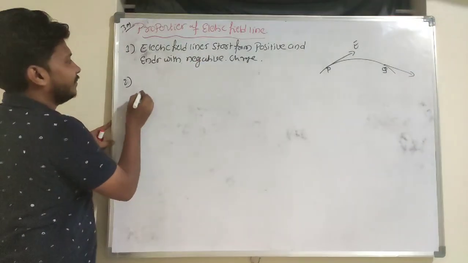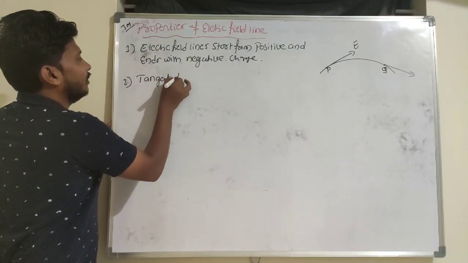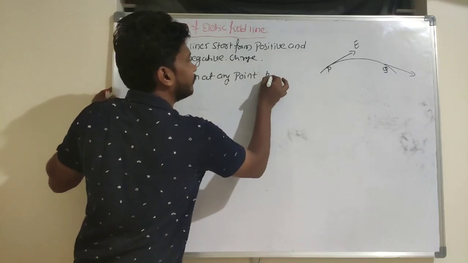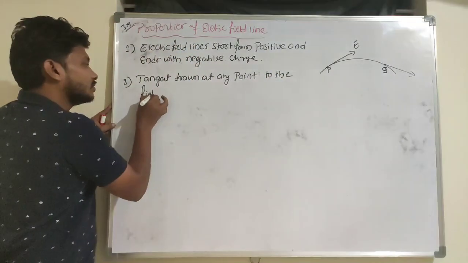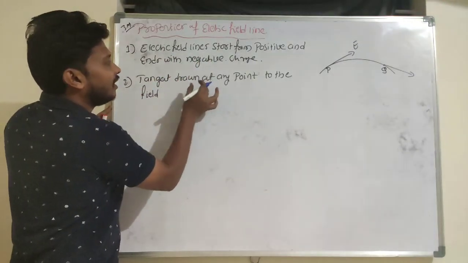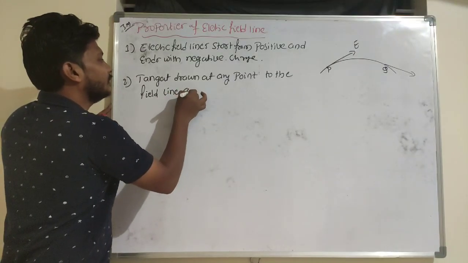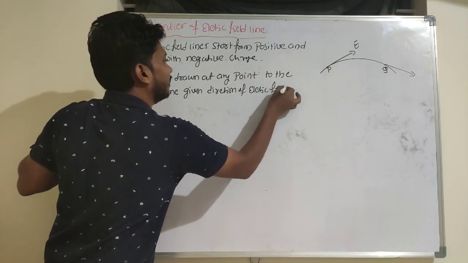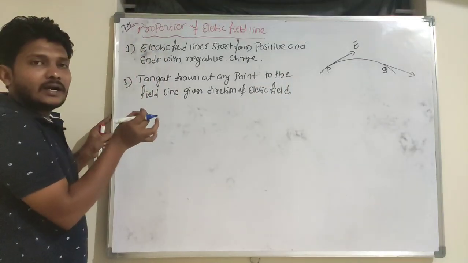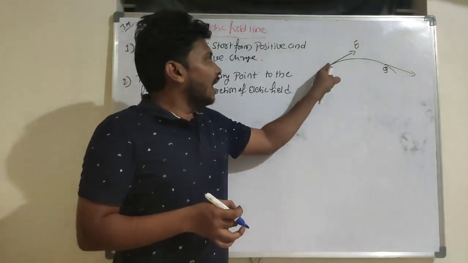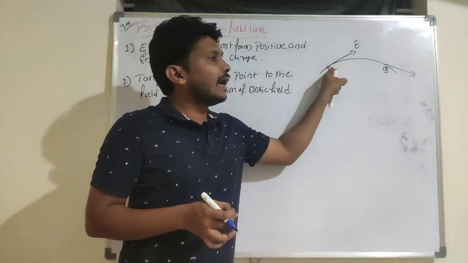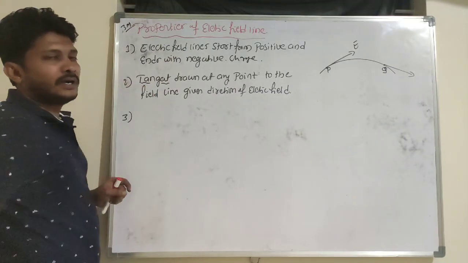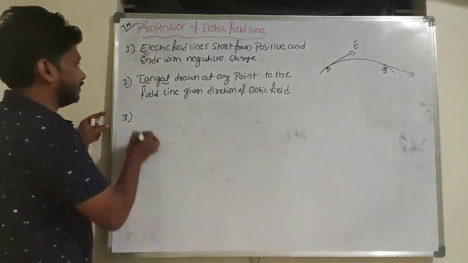So let me consider the second property: a tangent drawn at any point to the field line gives the direction of the electric field. Electric field lines may be straight or curved, whatever. So look here, what is the second property? In order to understand the direction of the electric field, what do I have to do? I will draw a tangent line at any point to the field line. That tangent line represents the direction of the electric field. So for the next property, electric field lines never intersect each other. That is important here.